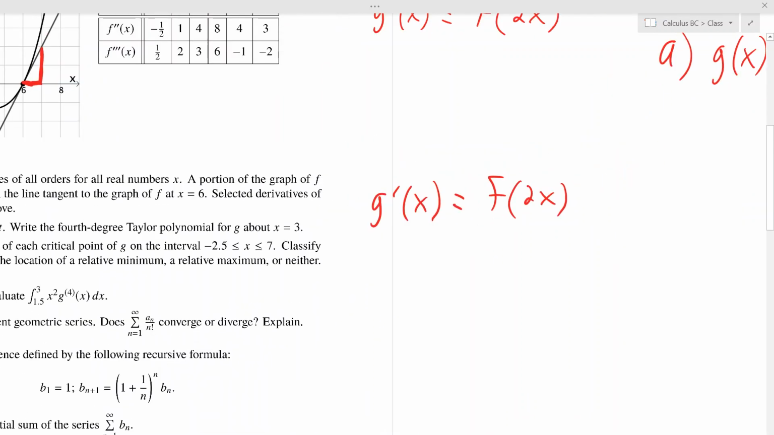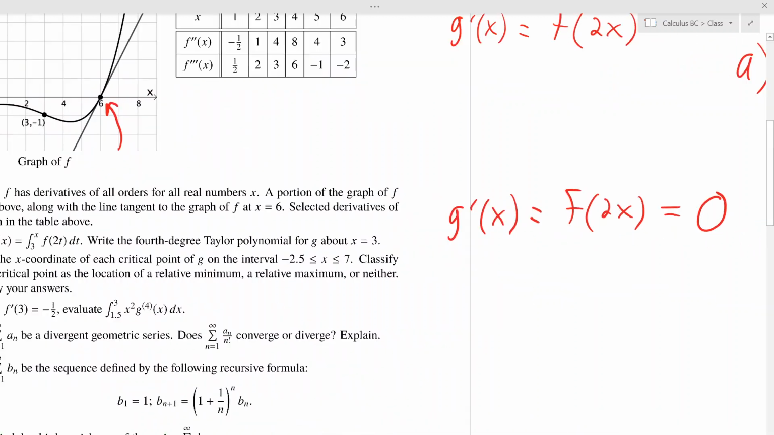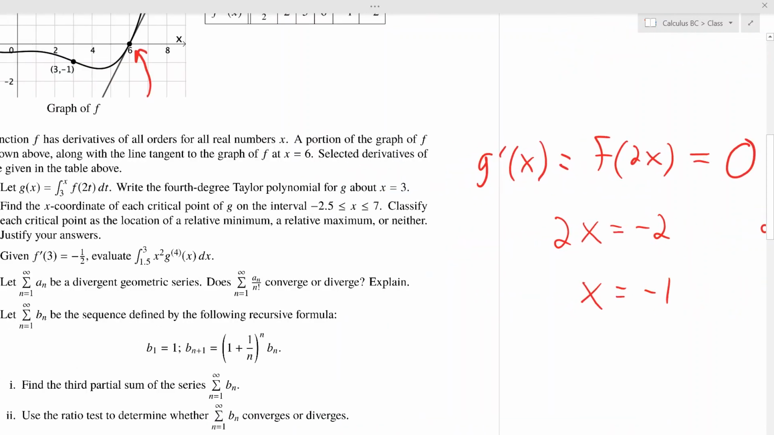Okay, and we need to know where is that going to be 0. So we don't know what f is, but we have a graph for it. And you can see that f will be 0 when the inside is -2 and when the inside is 6. So for us to have critical values on G, for G prime to be 0, I need the inside of f to be -2 or 6. Okay? That means I need 2x to either equal -2 or I need 2x to equal 6, which means x is either -1 or x is 3. Now, they gave us this interval right here. Okay, so they're both in that interval, so we need both.